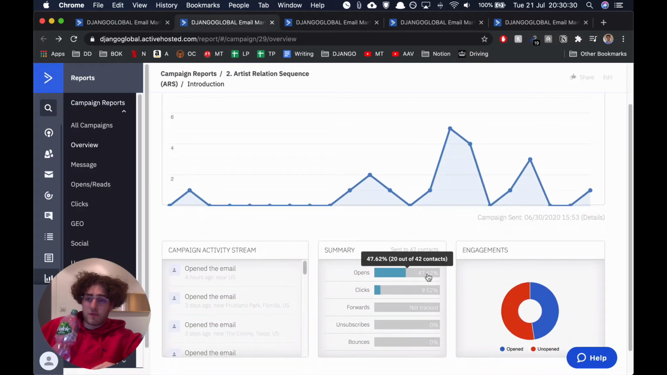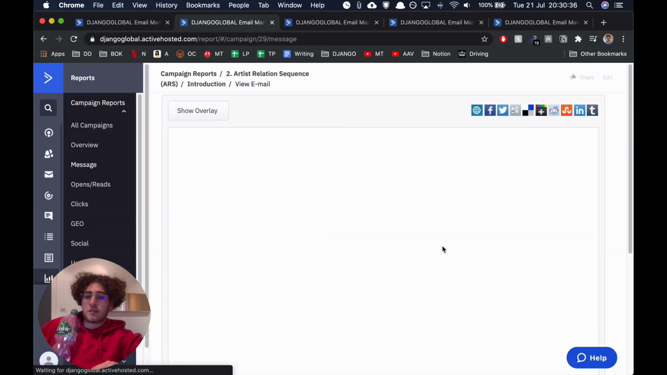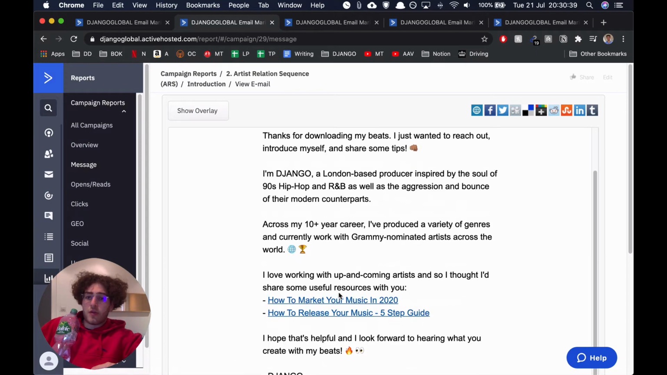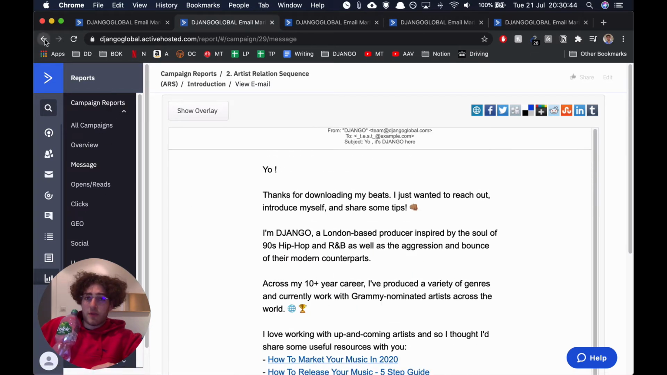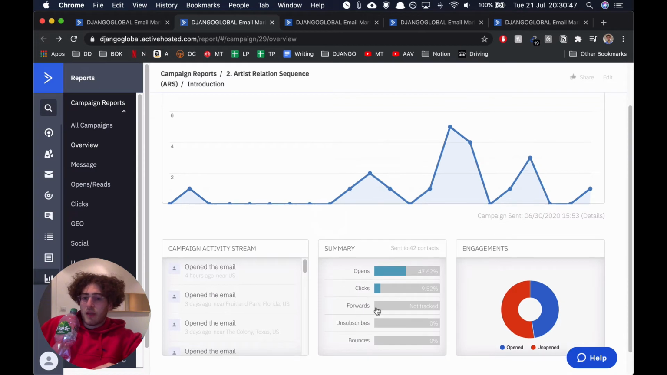So the open rate here is 47%, click rate is 9%. If you remember, this email is an introduction to Django and then offering them some useful resources. So you would hope for possibly a high open rate, but it's not really that important, like a higher click rate. You would hope for a better open rate though. The whole point of this ARS is that you build a relationship, and if only 50% of those people are opening that email, and some of that might just be registering as open because Gmail does that rather than actual opening and reading, that's pretty poor.